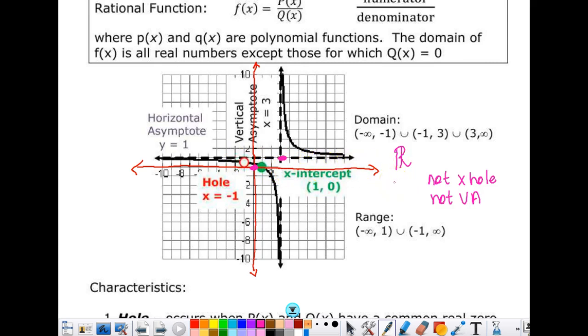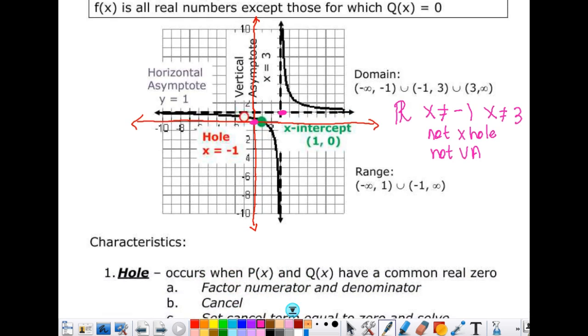So in this case, the domain would be all real numbers except x is not equal to the x of the hole, which is -1, and x is not equal to the vertical asymptote, which is 3. And like I said, we're going to talk more about the holes tomorrow, so don't worry too much about the hole.